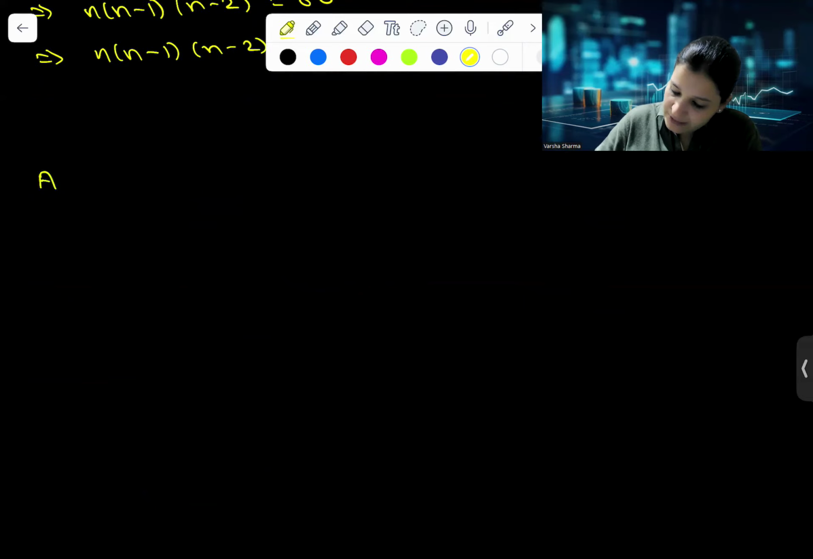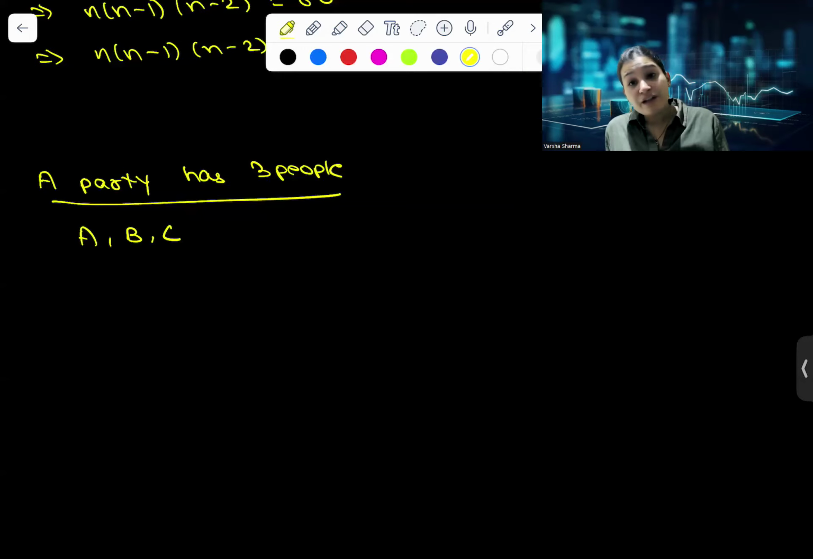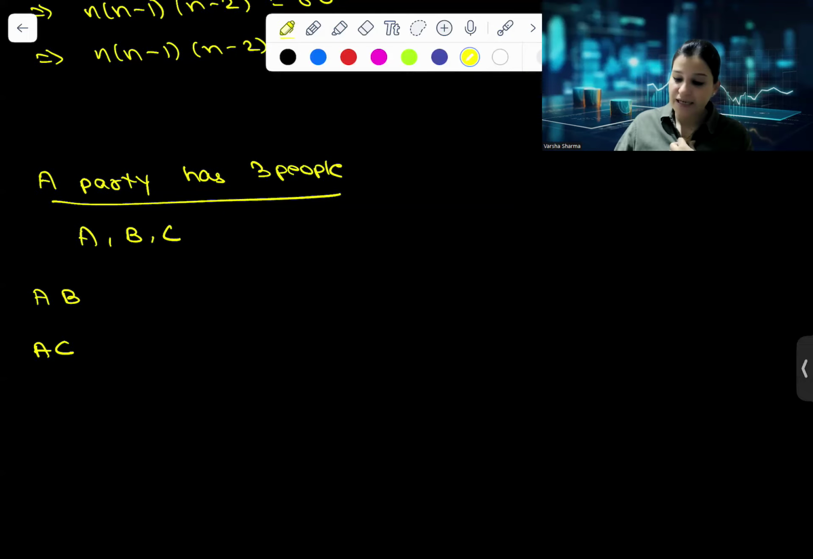Suppose a party has three people, A, B, C. And it is compulsory for everyone to meet and greet each other, right? So first A meets with B, A meets with C. Now, since A has already met B, B again does not need to put up an effort and come back to meet A. It doesn't make sense, right? A and B have met, no matter who came to whom. A and B have met, A and C have met. We are left with B and C. So all the three people have met each other, right?